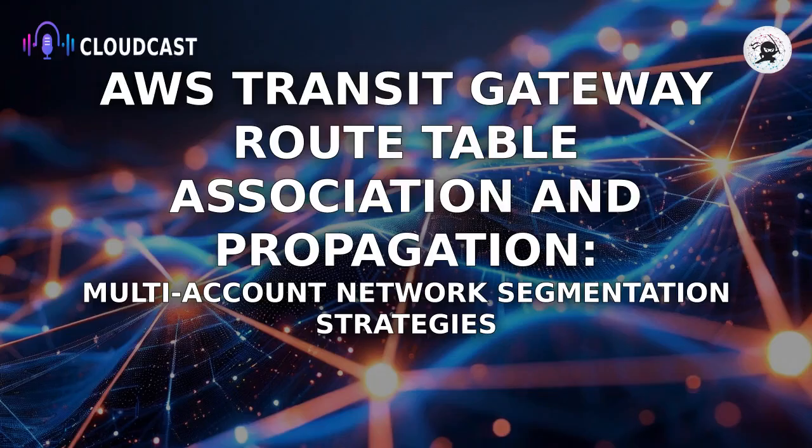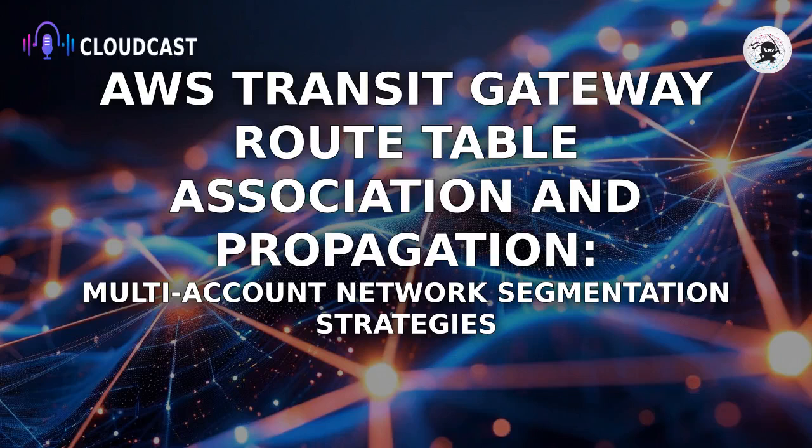Let me make sure I've got this. Association controls outbound routing decisions for a VPC attachment. Propagation advertises a VPC's CIDR into route tables. For segmentation, I create separate route tables per environment and carefully control which routes propagate where. And static routes override propagated routes for emergency scenarios.